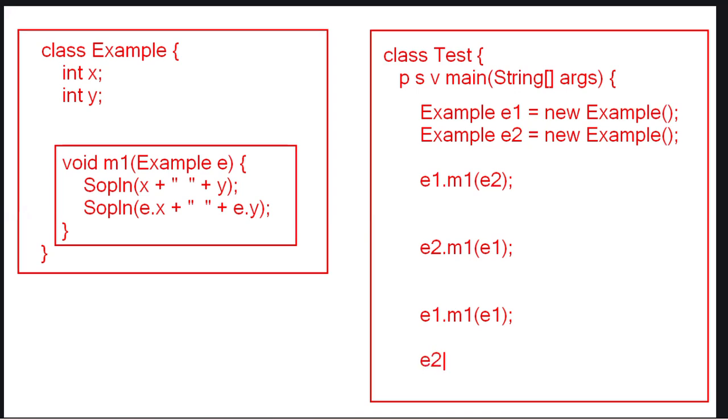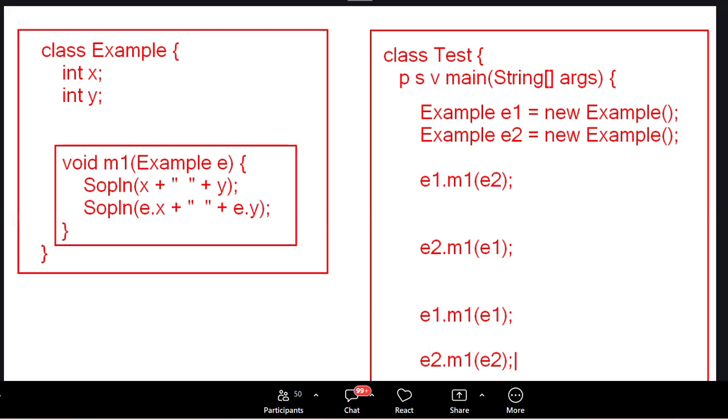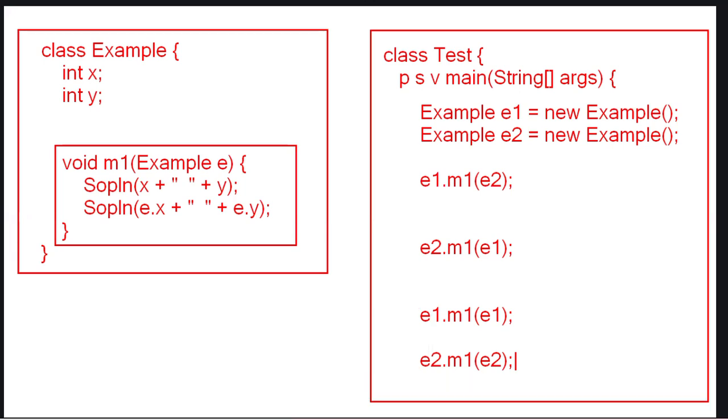Bolora. E2.M1(E2). Tell me, who is the current object? E2. Who is the argument object? E2. Both objects are going into the M1 method, one object going two times. And then the first line is executing for E2, the second line also executing for E2. So this is the most important program for understanding collections, multithreading, IO streams, advanced Java, and projects. You go anywhere, this concept will be there.